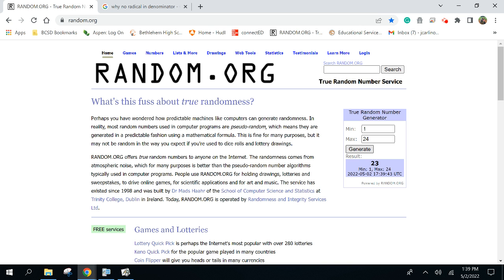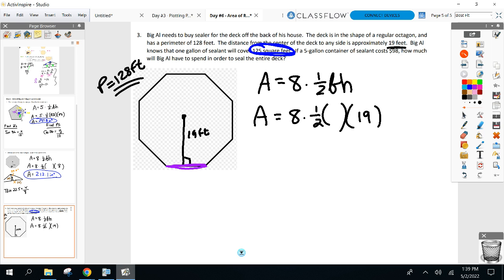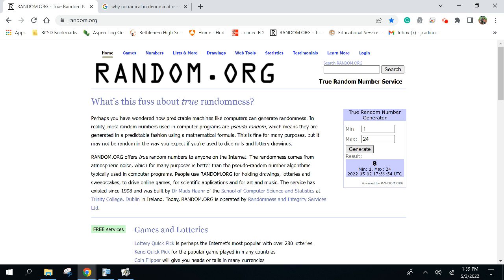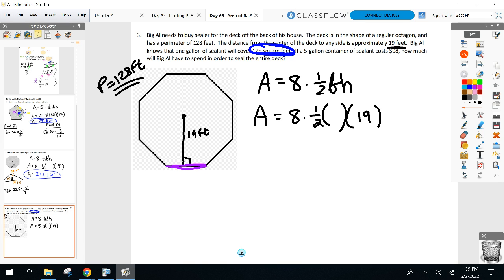23? 19? How can I find that side? Should I go 3 for 3? What do we think? 8? Charlotte knows regular polygon. All sides are equal. 128 divided by 8. And what do we get there? 16? So base is 16.